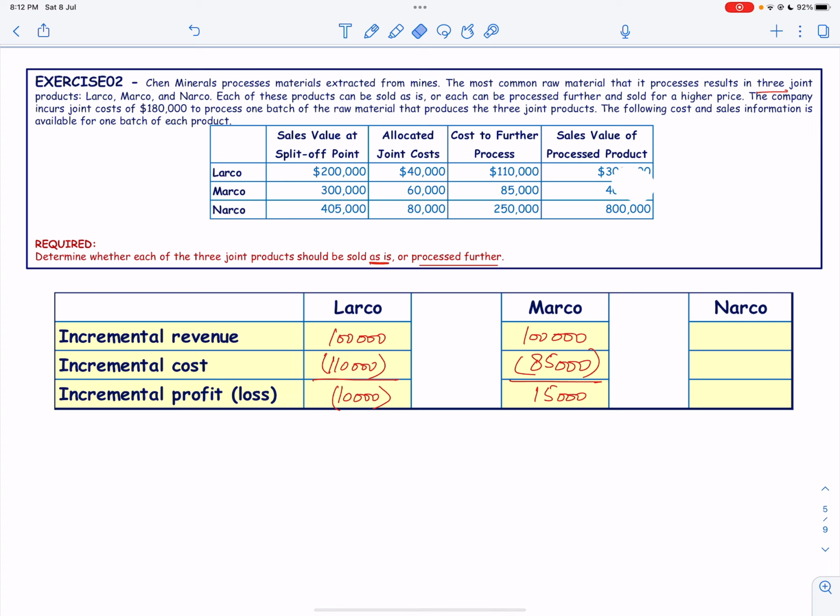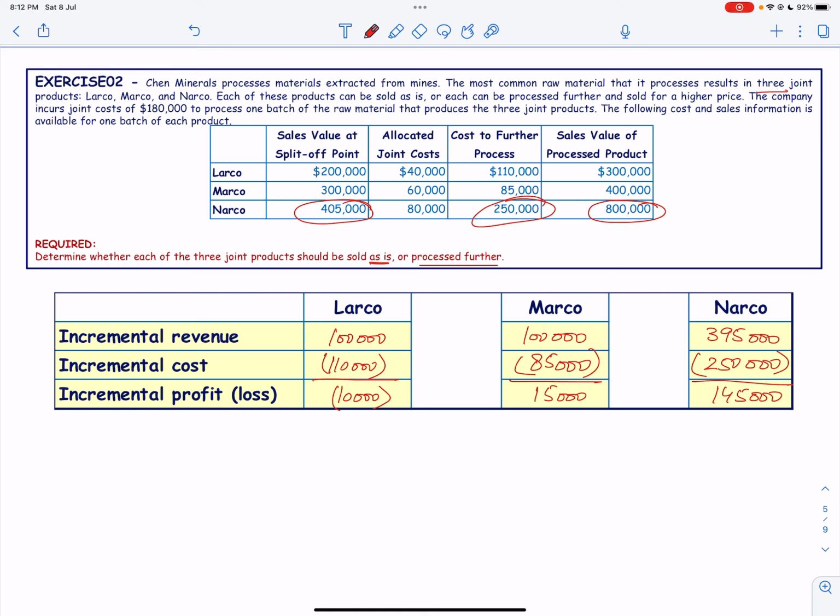For Narco, the third product, the sales is 800 after processing further, and at the split off it is 405. So the incremental revenue is 800 minus 405, that makes 395,000. And the incremental cost is 250,000. So that gives us an incremental income of 145,000.